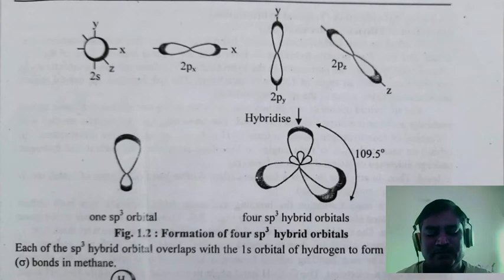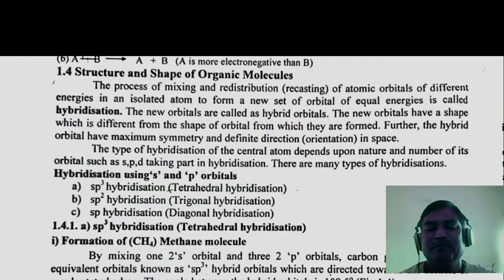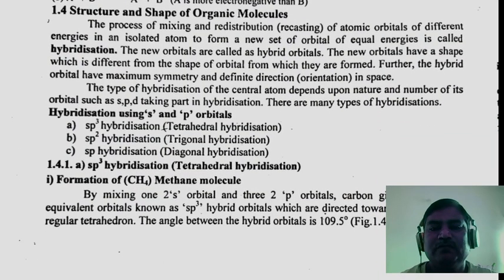Now these are the basic shapes of these atomic orbitals. Whenever, according to their orientation, atomic orbitals are mixed, we get a hybrid orbital. So this is about the shape of the atomic orbitals s and p. Now we are moving towards the first type of hybridization, that is sp3 hybridization or tetrahedral hybridization. First we see what sp3 hybridization is.